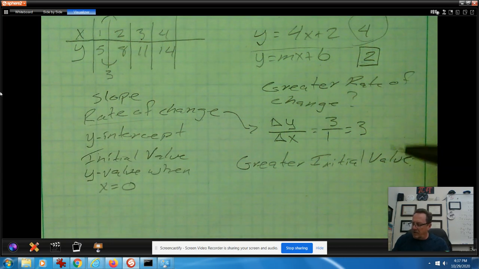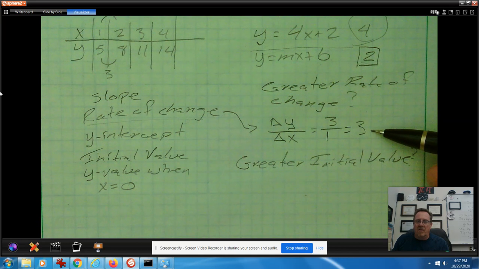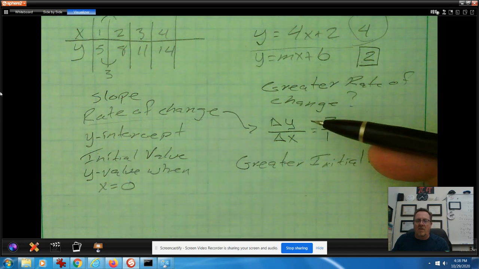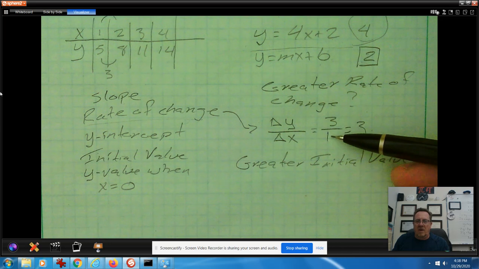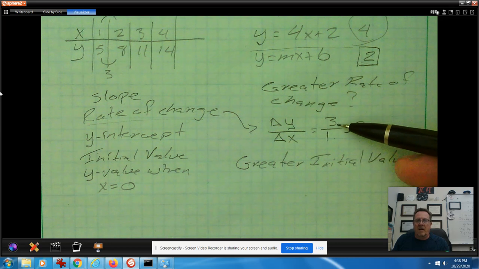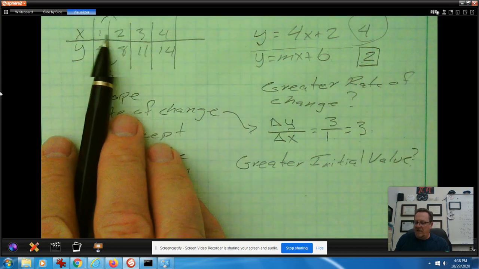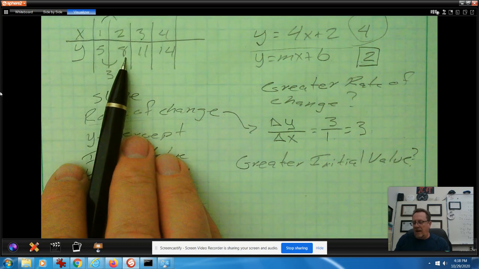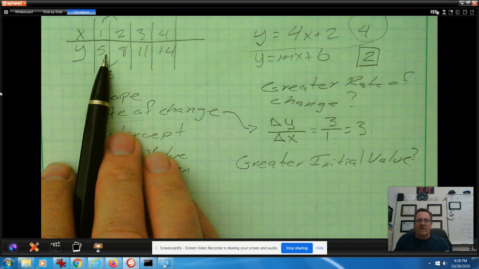But we already found our slope, and we're going to use our slope to find what our initial value is, what our b is. 3 tells us that whenever x changes by one number, the y value is going to change by 3. And so as we go down here, if I go down 1, 8 went to 5, that was a difference of 3.